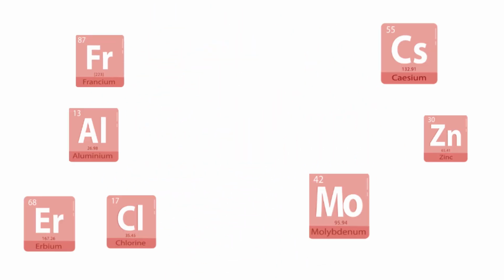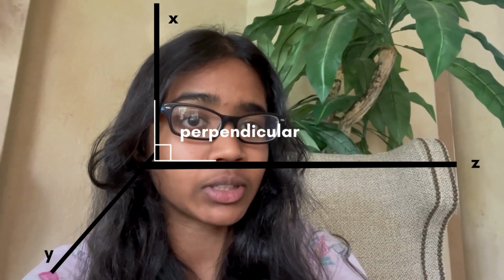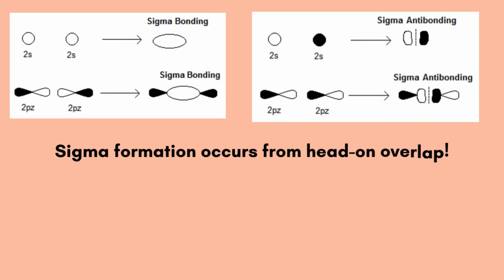To understand how molecular orbitals form, it's important to understand superposition. Now, let's get introduced to the z-axis. We define it as the axis along which a bond forms.